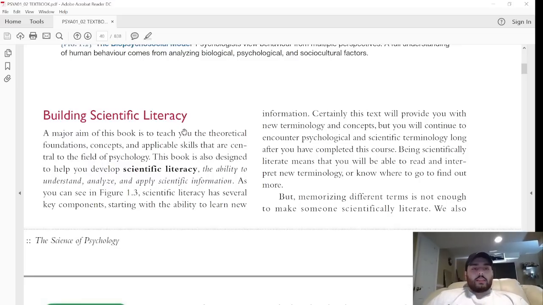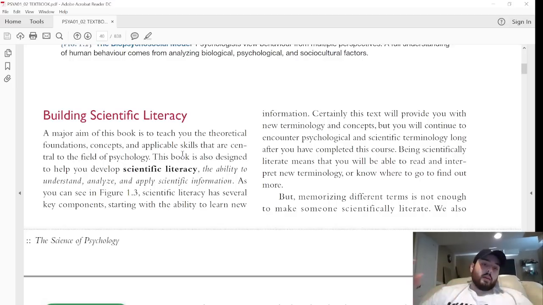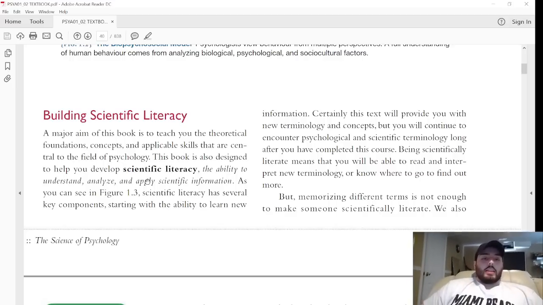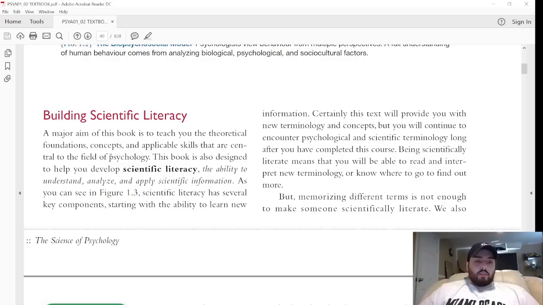So, building scientific literacy, right? A major aim of this specific textbook, but also of the Human Mind Project here, is to teach you the theoretical foundations, concepts, and applicable skills that are central to the field of psychology. This book is also designed to help you develop scientific literacy, the ability to understand, analyze, and apply scientific information.